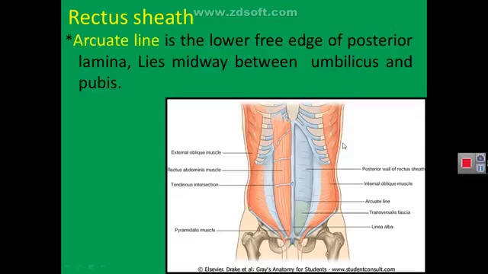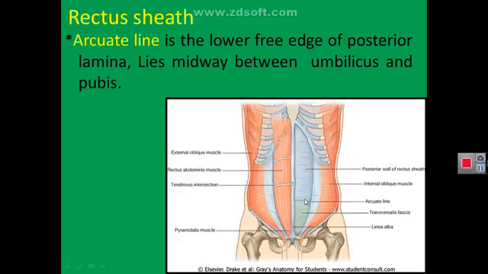But if you remove the rectus abdominis muscle to see the posterior wall of the rectus sheath, you will find that deep to the rectus abdominis muscle, the posterior wall is not extending from the origin to the insertion. The posterior wall is limited from the costal margin down to this line, which is called the arcuate line. This line represents the lower border of the posterior wall of the rectus sheath. Below this line, you don't have a posterior wall of the rectus sheath. Here, rectus abdominis lies on the fascia transversalis.